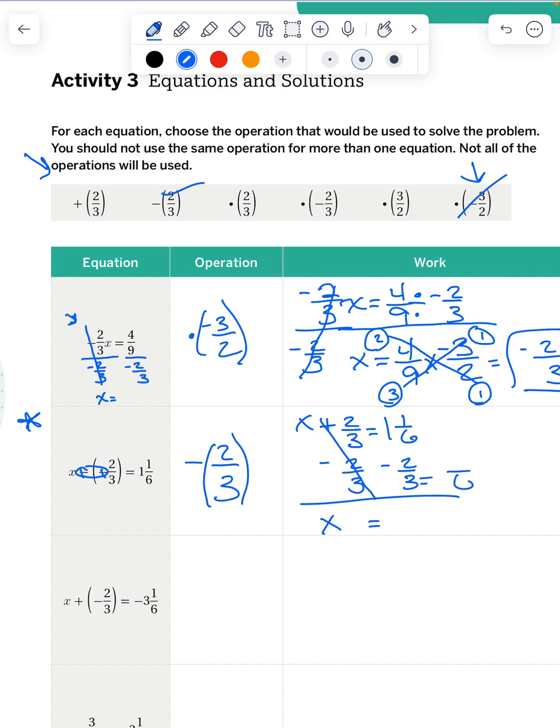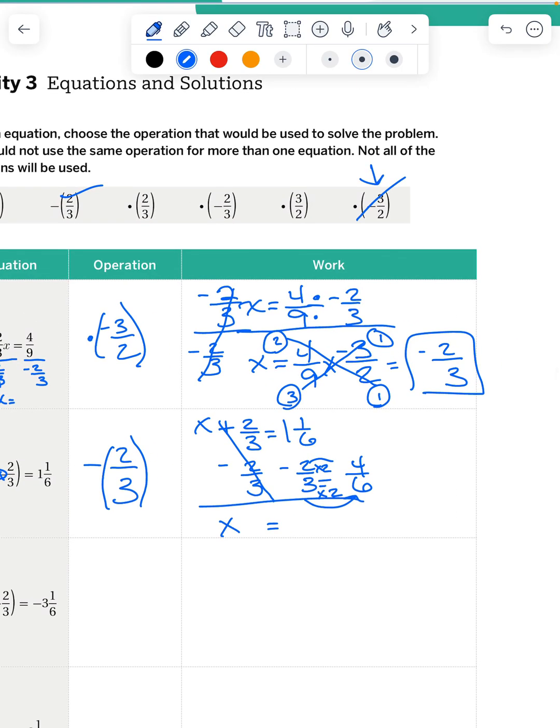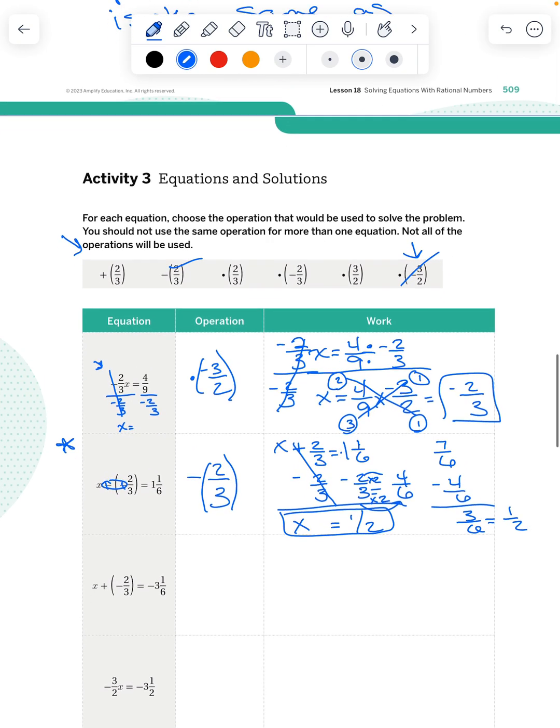Okay, I'm going to go ahead and solve. I need a common denominator, which would be 6. So I'm going to multiply this by 2, which means I have to multiply this by 2. And so I've got 1 1/6 minus 4/6. If you want to borrow, you can. I'm going to do 6 times 1 is 6 plus 1 is 7/6. Take away 4/6 is 3/6, which is the same as a half. So x is 1/2.